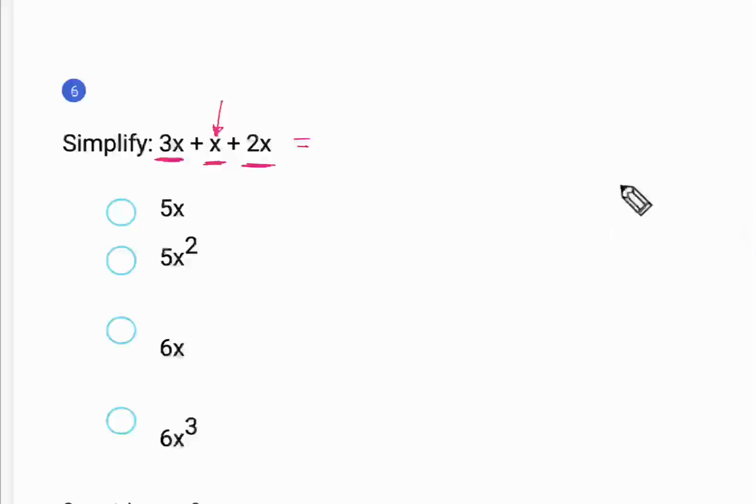Okay. 3x plus 1x plus 2x. Add the coefficients. 3 plus 1 plus 2 equals 6. Okay. So the answer is 6x. So the correct choice is this one. Thank you, Muhammad. Okay, my heroes, any problems?